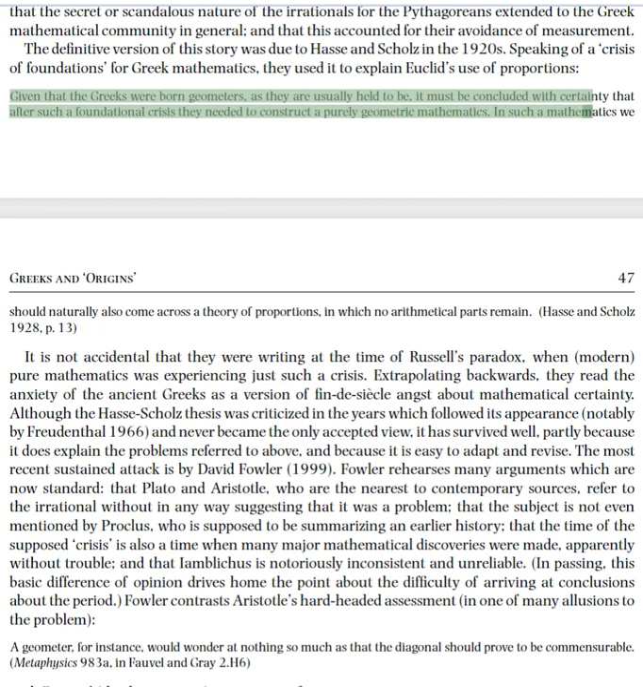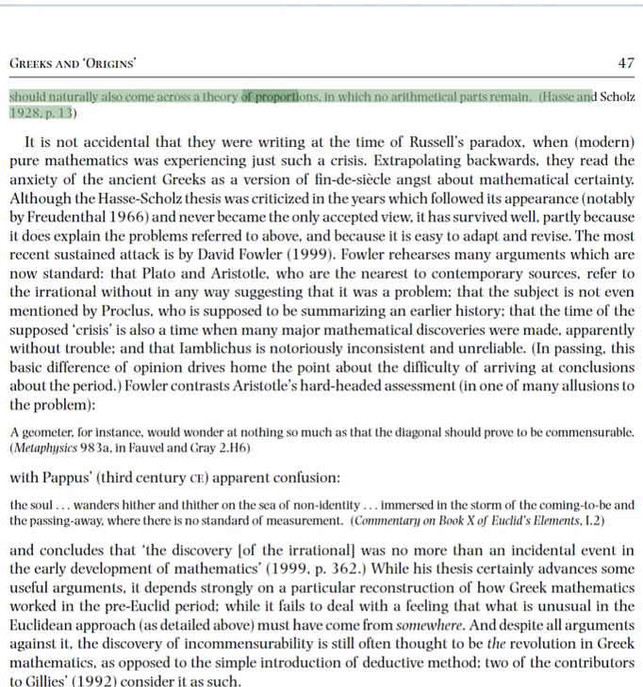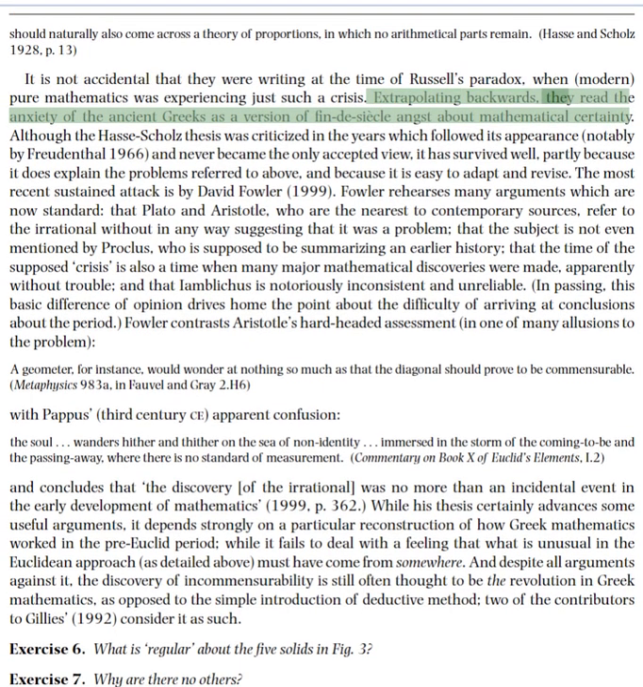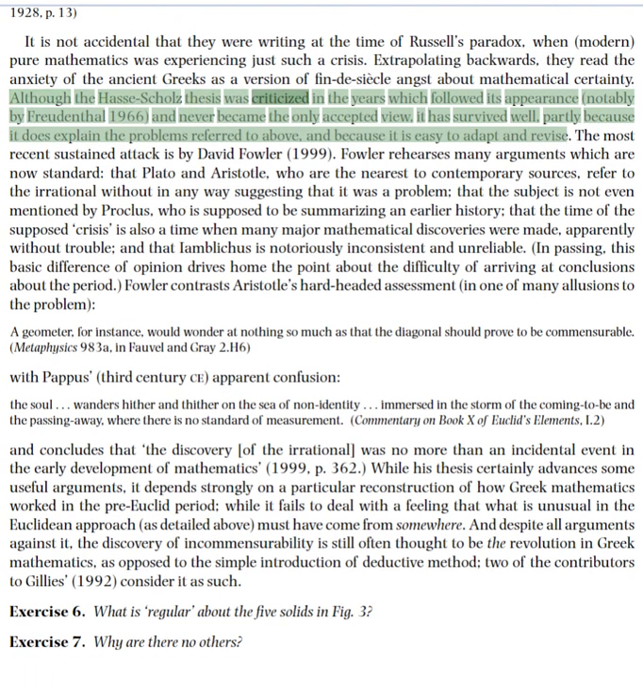In such a mathematics we should naturally also come across a theory of proportions, in which no arithmetical parts remain. It is not accidental that they were writing at the time of Russell's paradox, when pure mathematics was experiencing just such a crisis. Extrapolating backwards, they read the anxiety of the ancient Greeks as a version of fin de siècle angst about mathematical certainty. Although the Hasse-Scholz thesis was criticized in the years which followed its appearance and never became the only accepted view, it has survived well, partly because it does explain the problems referred to above, and because it is easy to adapt and revise.